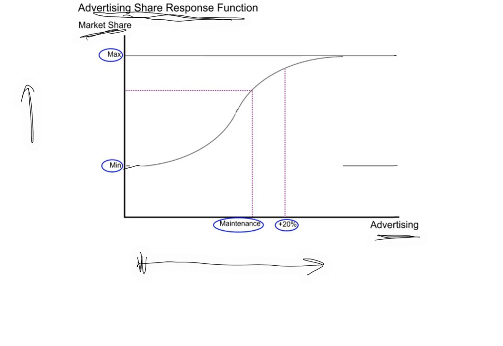Again, if we've got this nice little S-shaped response function, then you can think about a company who is right here doing this level of advertising. What are they trying to do here? They're trying to maintain their market share, right? So implicit in this model is that, A, if you do absolutely no advertising whatsoever, it's not that you're going to completely be eliminated.